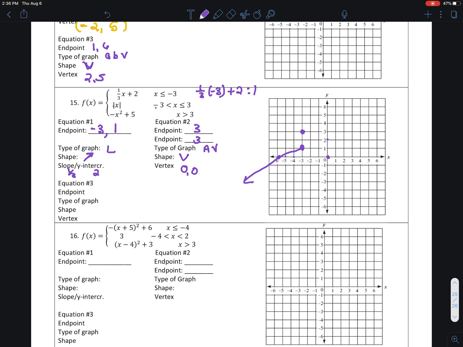So here's my vertex, and then I'm starting at -3 and +3. So my graph looks like this. And this side, the left side, is open. The right side is closed.